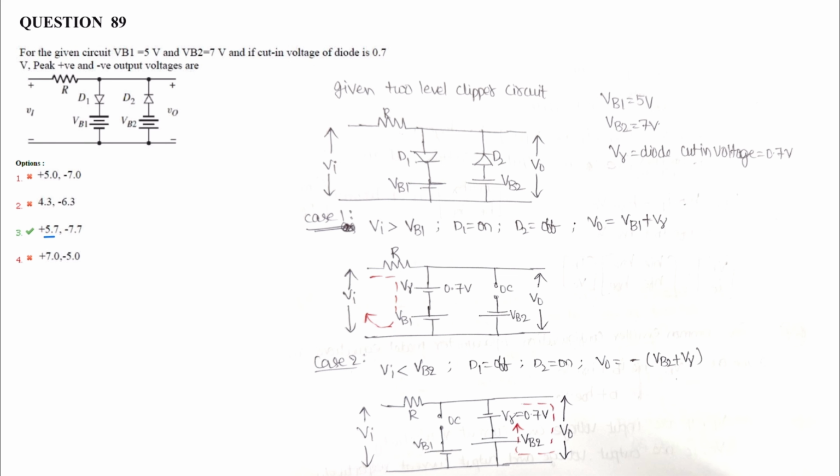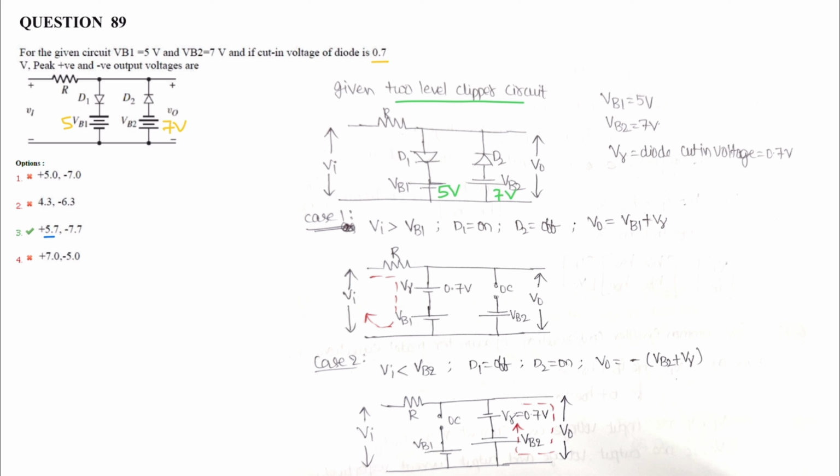For the given circuit, VB1 voltage is 5 volts, VB2 voltage is 7 volts. If the cut-in voltage of the diode is 0.7 volts, then what are the positive peak and negative peak output voltages? This is a two-level clamper circuit. Given the two-level clamper circuit, VB1 is 5 volts and VB2 is 7 volts, and the cut-in voltage for each diode is 0.7 volts. V gamma is 0.7 volts.